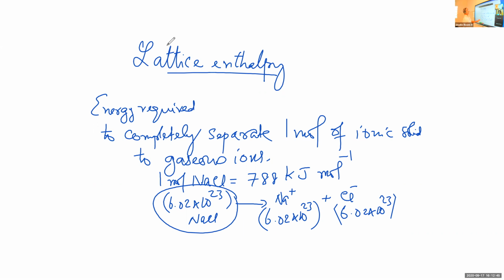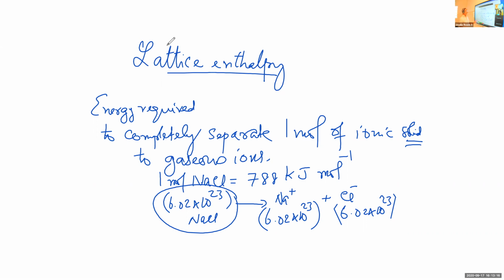Sodium chloride is in the solid state, and that is broken into the gaseous ions. And the energy required to separate 1 mole of ionic solid into the respective ions in the gaseous state is called lattice enthalpy. For example, the lattice enthalpy of sodium chloride is equal to 788 kilojoules per mole.